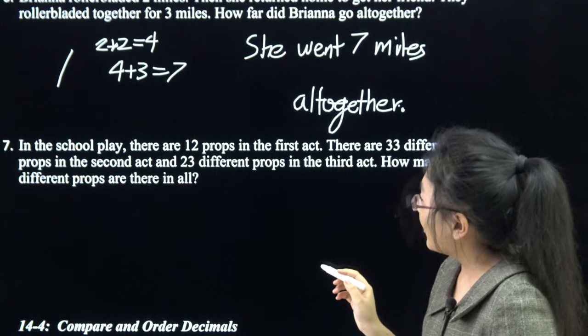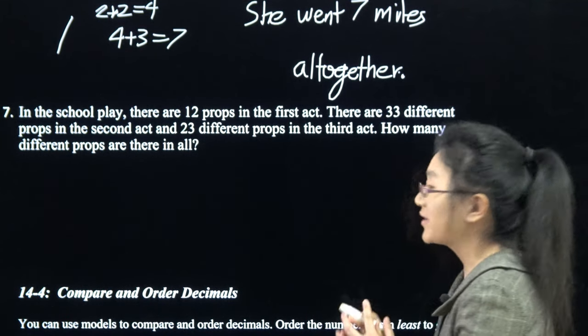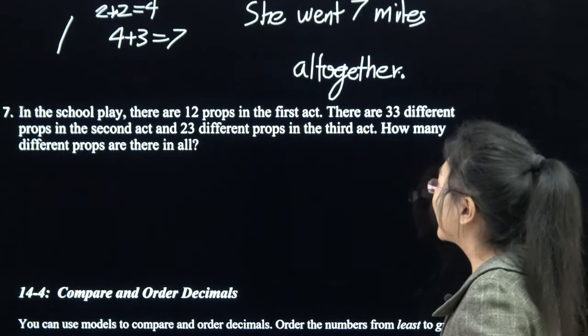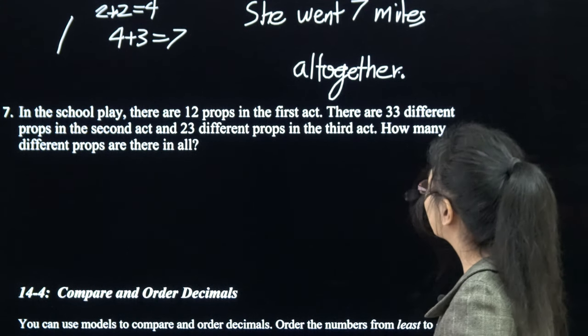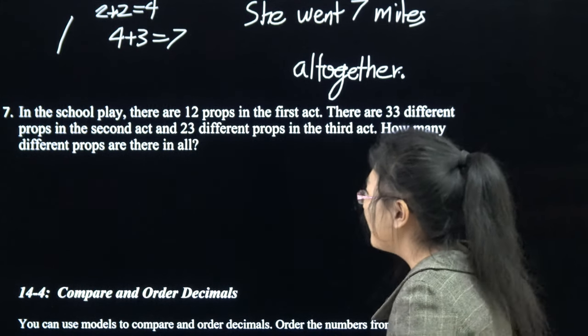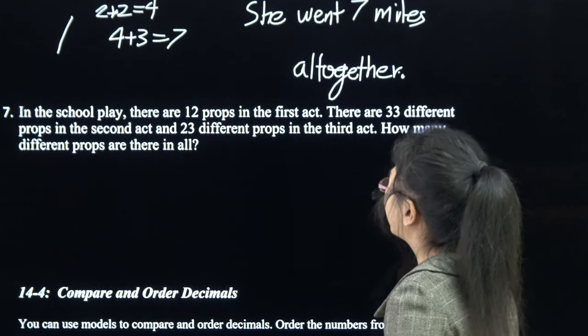Question number 7, the last question of the section. In the school play, there are 12 props in the first act. There are 33 different props in the second act and 23 different props in the third act. Okay, that's way too many props. But how many different props are there in all? Well, actually, no, it really isn't, but.